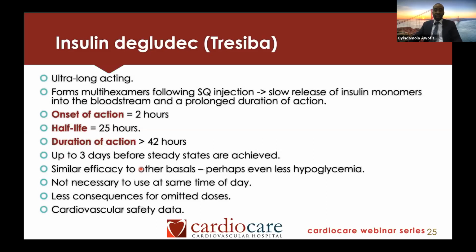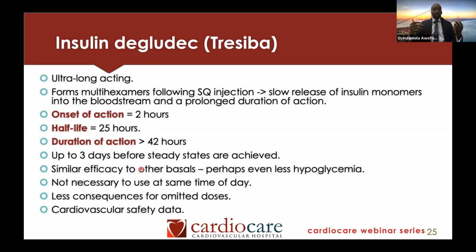The last basal or long-acting insulin on the list is insulin degludec, which is a very long-acting insulin. So it's an ultra-long-acting insulin. It forms multi-hexamers. I mentioned earlier that soluble insulin forms hexamers in the body, in the subcutaneous tissue after injection. So degludec actually forms a lot of this, which leads to a very slow and steady release of insulin. And this can happen for over 42 hours, okay?